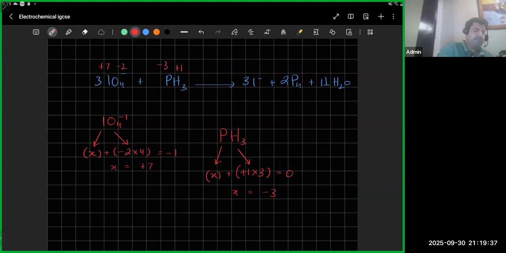And H is +1. I is -1, they already told us. P is neutral at the moment, so that's 0. H we know is +1 and O is -2. We already know that. Is this clear, this equation, this reaction? Clear? Is that clear?